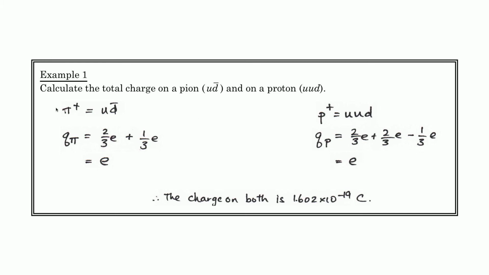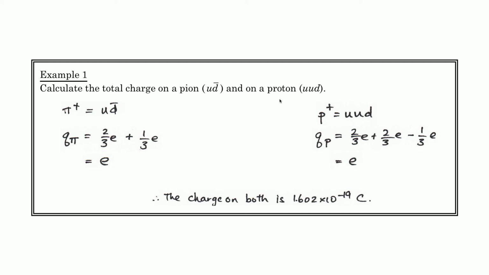And we can come to a little example. Calculate the total charge on a pion, which is an up and an anti-down. Well, the charge on a pion would be 2/3 of an electronic charge, because that's the charge on an up, and the charge on an anti-down would be plus 1/3. So a pion carries a charge of e.